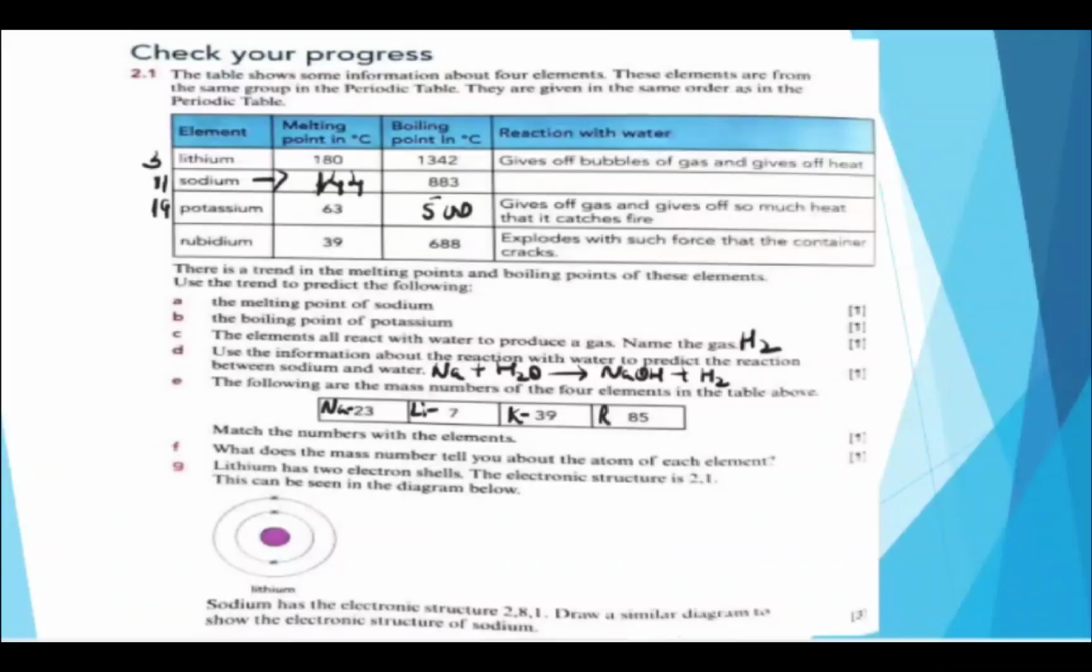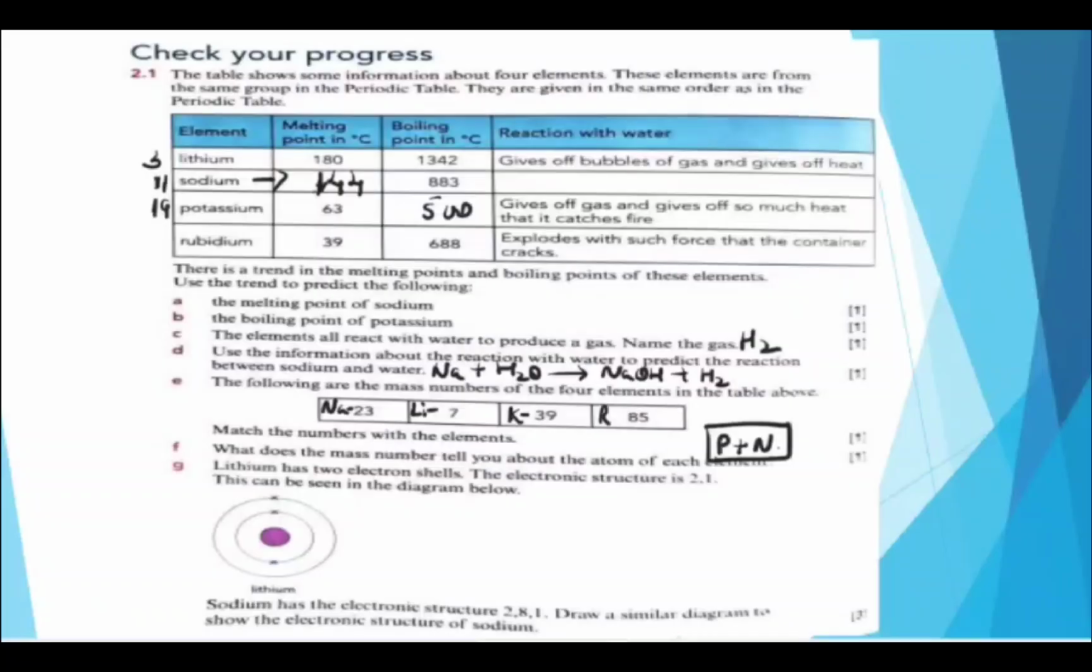All right. Match the numbers with the elements. Done. What does the mass number tell you about an atom of an element? That is, it is the total mass, which is the total number of protons plus neutrons in the nucleus. Lithium has 2 electron shells. The electronic structure is 2 and 1. Correct. So this can be seen in the diagram. Yes, it can. Okay, so sodium has the electronic configuration of 2, 8, 1.